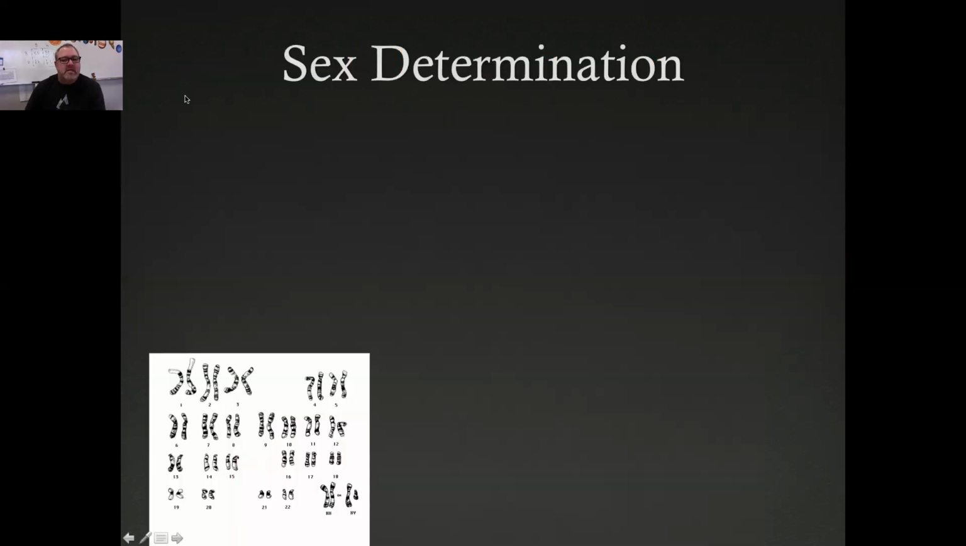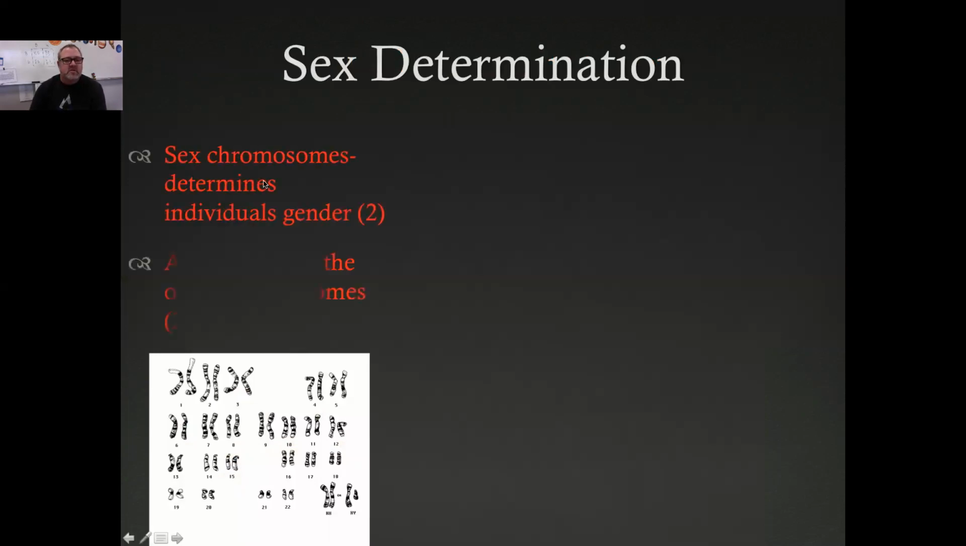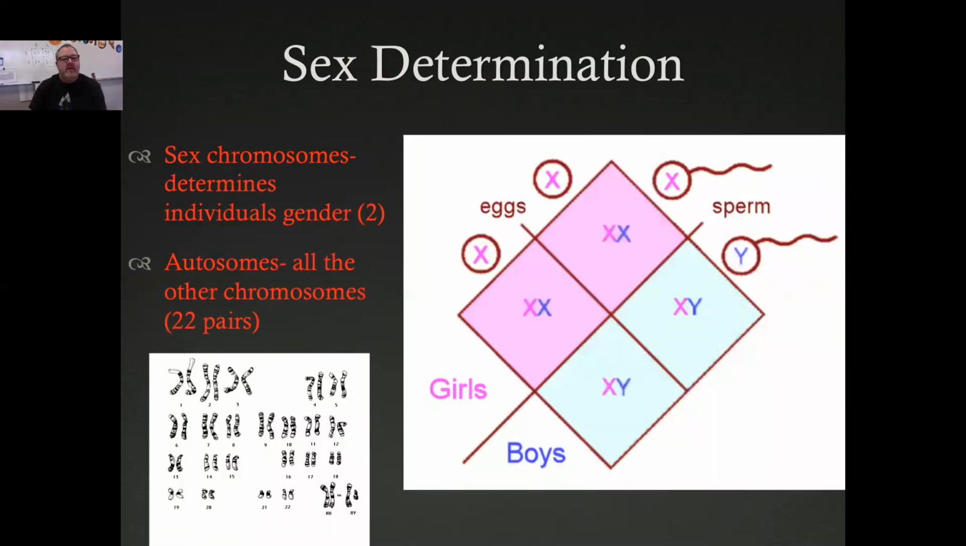And then there are sex determination genes. You've probably heard of X and Y chromosomes. The sex chromosomes are the ones that determine the individual's gender. You have two sex chromosomes, either XX or XY. Females are XX, males are XY.